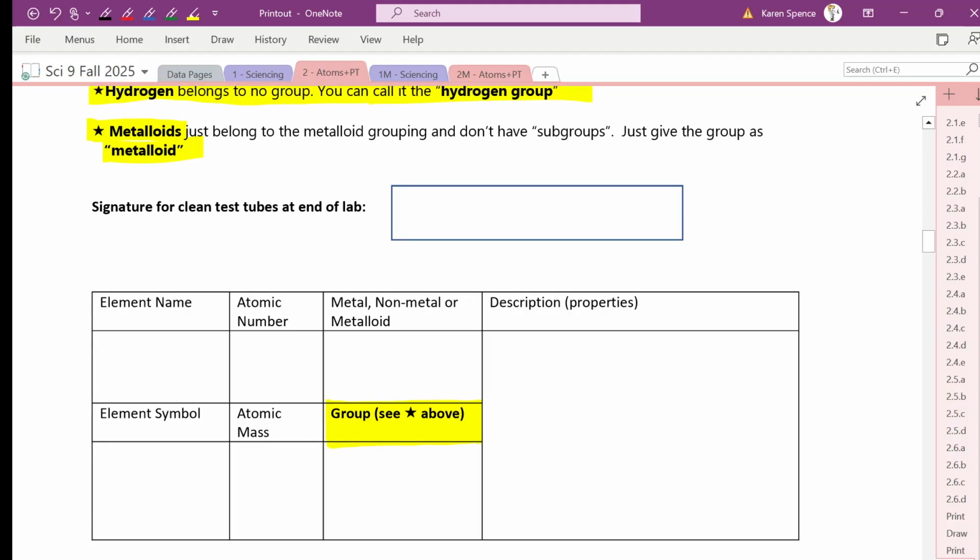What you are going to do for each element, why don't we all just start by writing one of them down, okay? In fact, I'm just going to go grab one right now. We're going to do this one together.